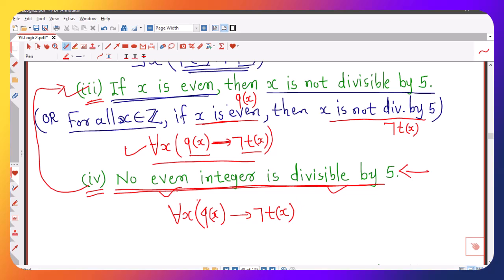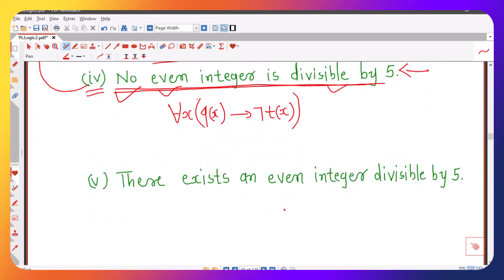So you must be able to understand that we can write this same statement in different forms and all are equivalent. Therefore 3 and 4 have the same symbolic form.